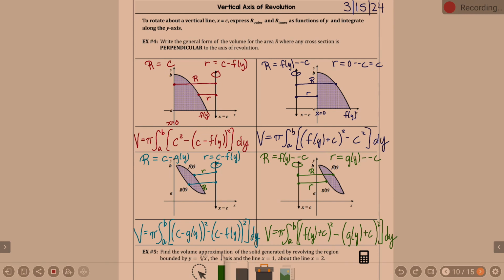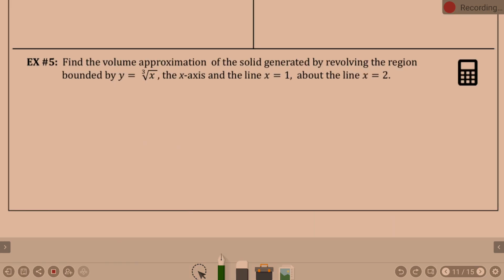Okay, do I have example 5 on the next page? I do. Okay, guys. Find the volume approximation of the solid generated by revolving the region bounded by y equals the cube root of x, the x-axis, and the line x equals 1, about the line x equals 2.